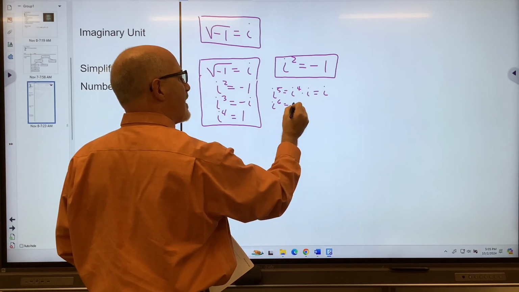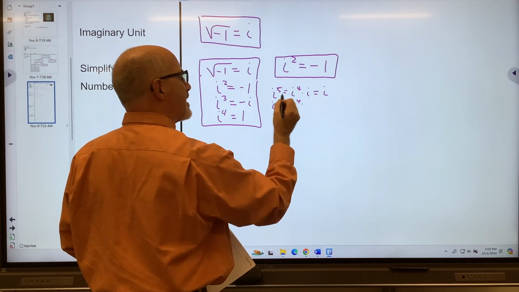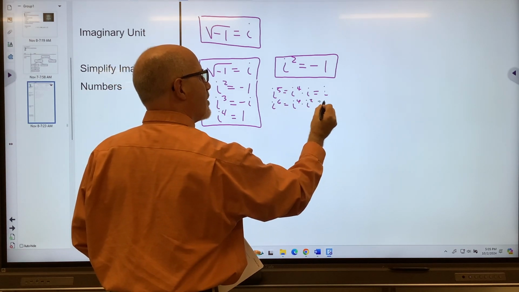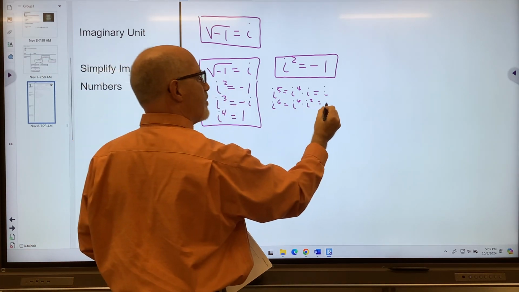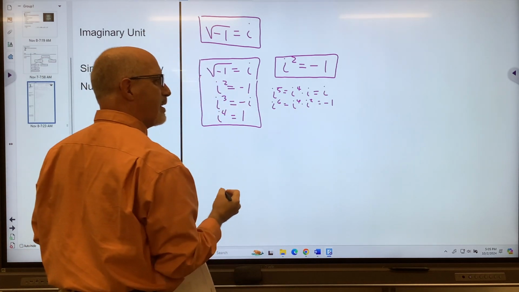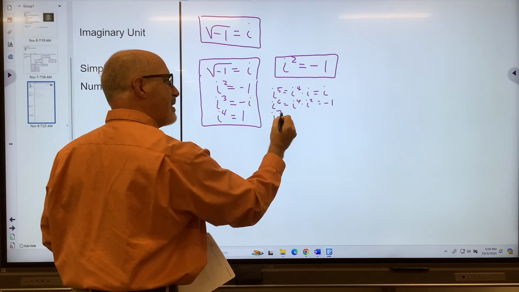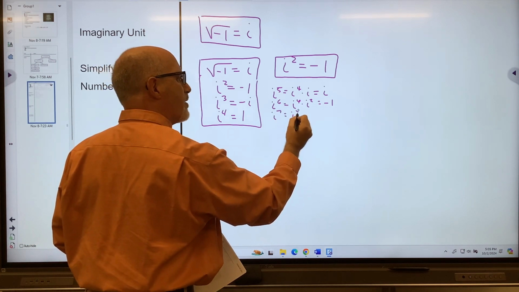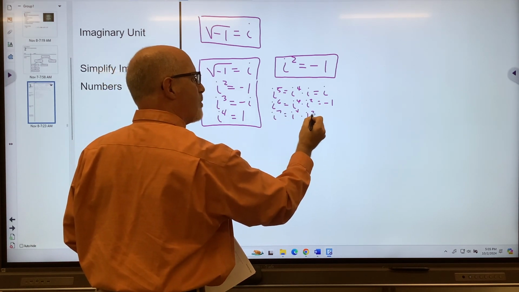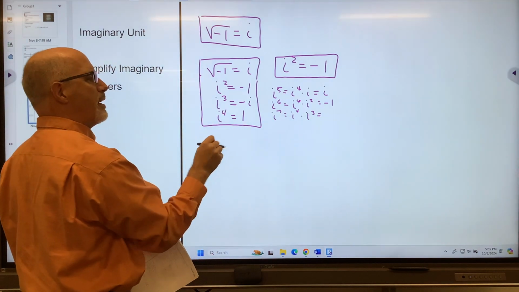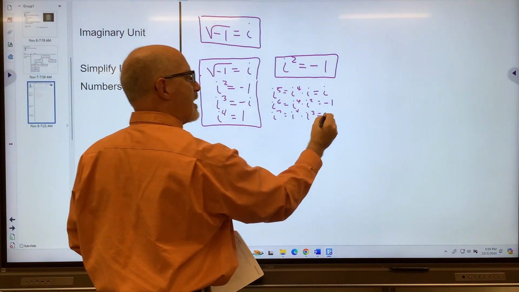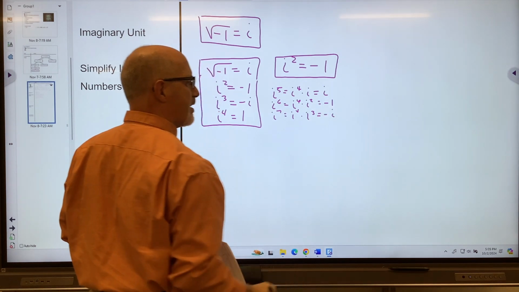It's the same as having i to the fourth times i squared. Well, i to the fourth is equal to 1, and i squared is equal to negative 1, so it equals negative 1. i to the seventh is the same thing as i to the fourth times i to the third. Why do I keep focusing on i to the fourth? Because that's equal to 1. i to the third is equal to negative i, so it's equal to negative i.